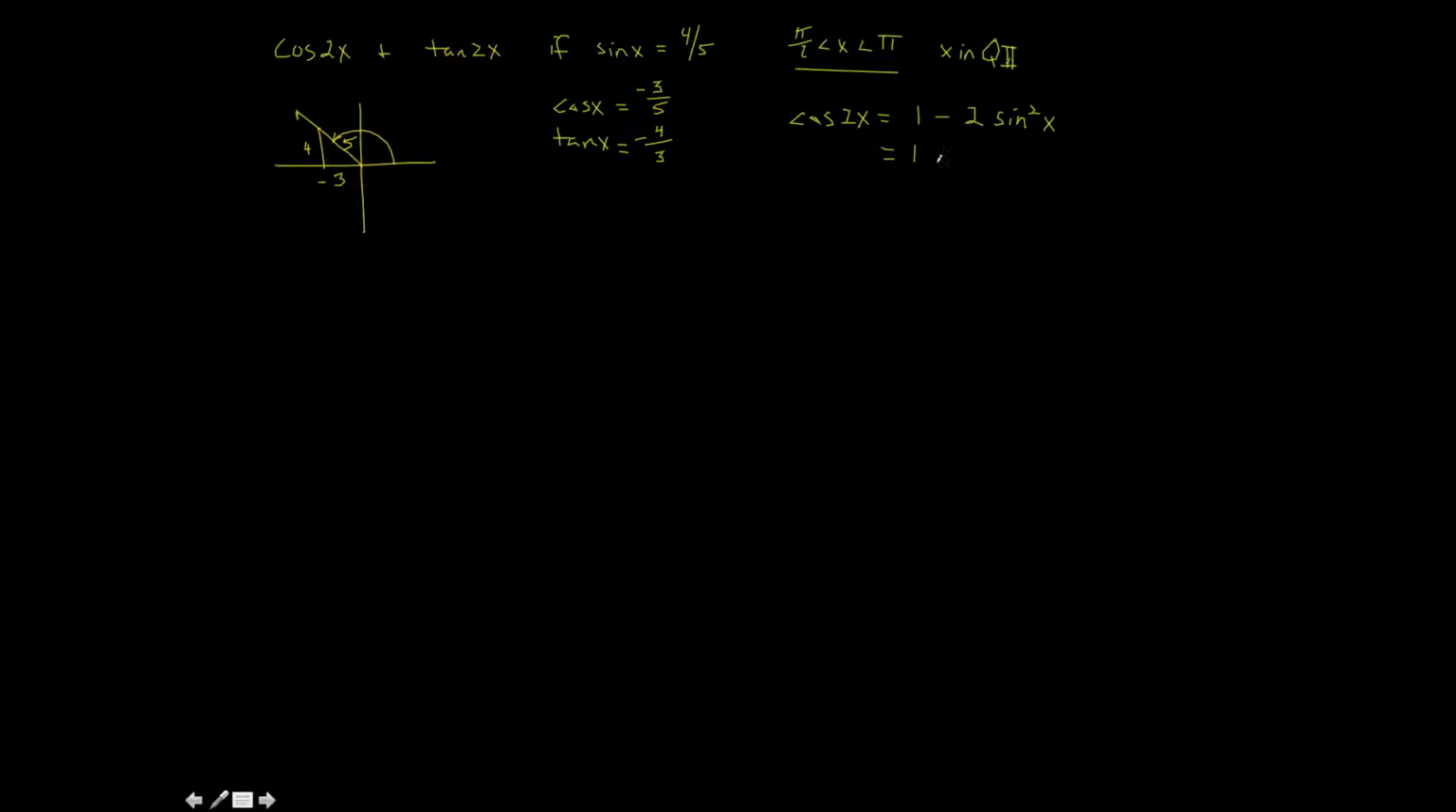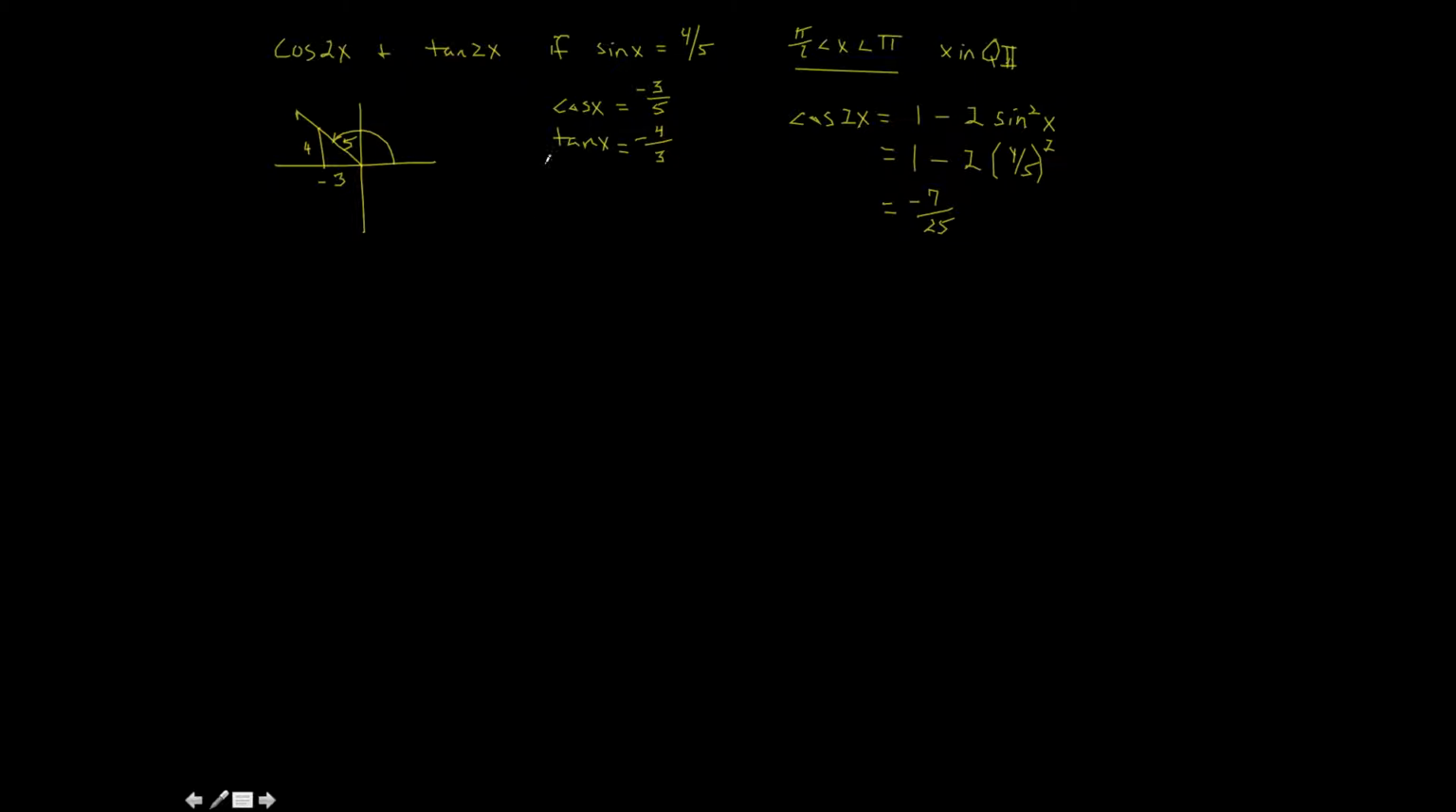Alright, so we do know what sine is. That was given to us. Sine is 4/5, so that's 4/5 squared. Do the calculator work on that, and you're going to get negative 7/25 for the cosine of 2x. So see, we really didn't have to find cosine. I got a little ambitious on that one. You did need the negative 3 though to be able to get your tangent. But now we found cosine 2x.